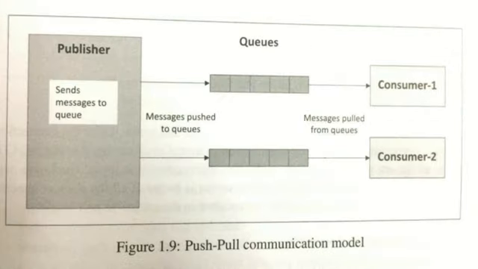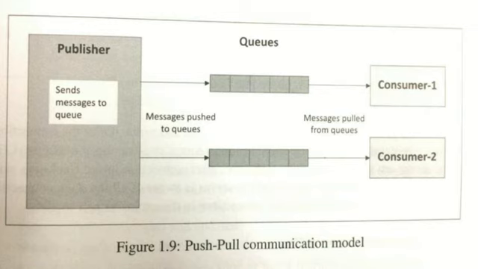The next communication model is push-pull. Here we have a publisher and also a consumer. The publisher is in charge of sending messages and the consumer is in charge of receiving all the messages. In between the publisher and consumer we have a queue. We insert all the messages into the queue, which we call a push, and from the queue the consumer is able to read all the messages, which we call a pull.